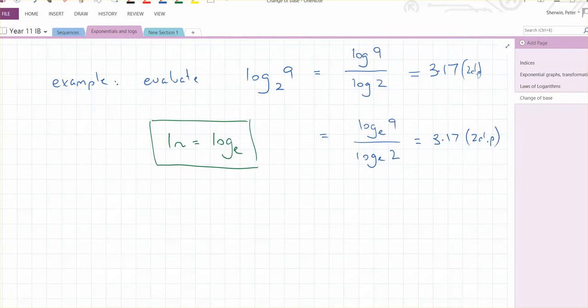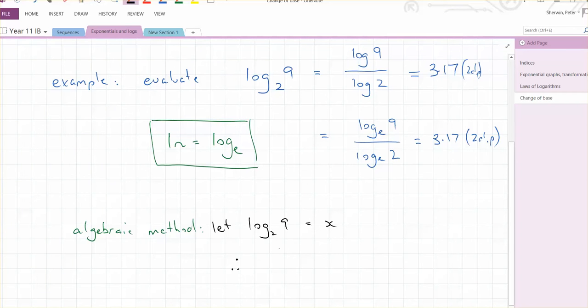What we could also do, and I'd like to show you another way of finding the value of log 9 to base 2, is an algebraic method. Let's have a look at it. The algebraic method would be to take log of 9 to base 2 and let it equal x. Let log 9 base 2 equal x.